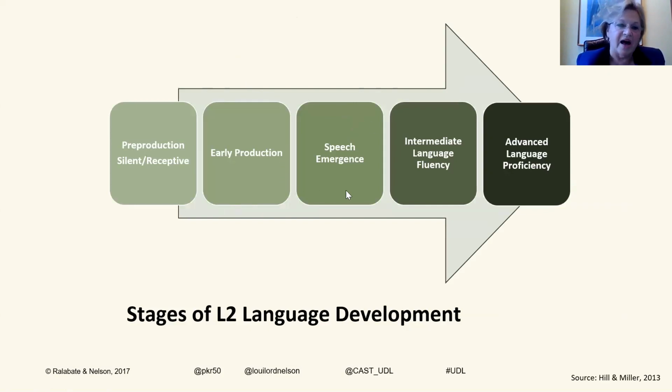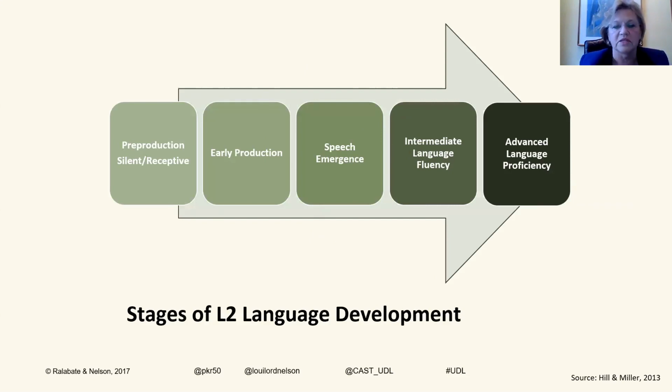This set of 5 stages was actually developed by Hill and Miller, and I like the way they describe these different stages, because they talk not just about what students could do at each one of these stages, but they also give you an idea of how long it would be typical for a student to be in that stage. So that if this is brand new to you, you can get a sense of how long you're going to be able to expect a student to have needs in a certain area.